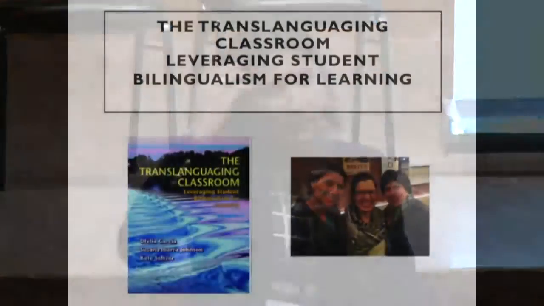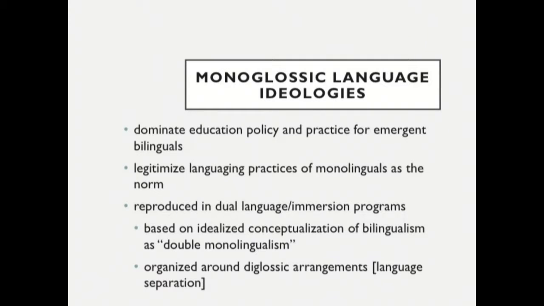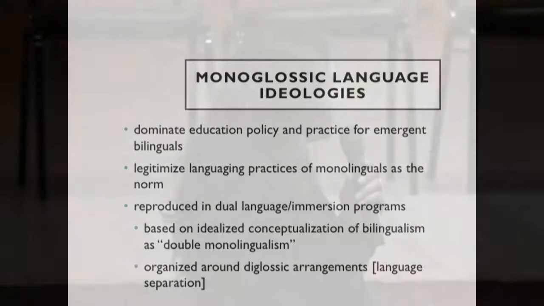So I want to start off with a couple of slides looking at monoglossic language ideologies and what that is. It's definitely the dominant education policy and practice for emergent bilinguals, legitimizes language practices of monolinguals as the norm, reproduced in dual language and immersion programs, based on ideologies that conceptualize bilinguals as double monolinguals. And I think Dr. Escamilla talked about that. So I just wanted to mention what is monoglossic, kind of the two monolinguals in one and so forth, because our philosophy or perspective is coming more from a translanguaging perspective.